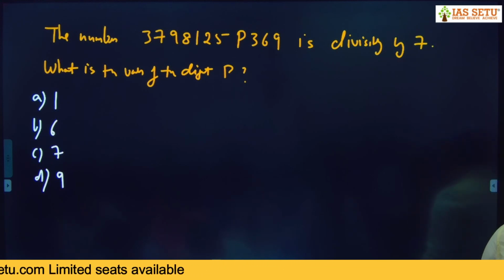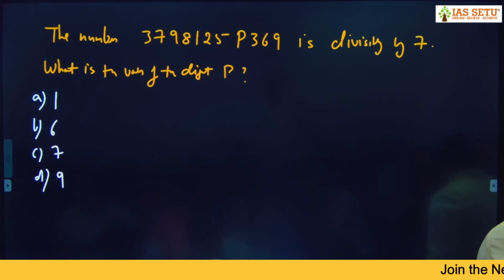क्या आंसर आ रहा है? 6 मतलब B आंसर ऑप्शन. ये आ रहा है, 7 आ रहा है. कल तक 6 आ रहा है ना.